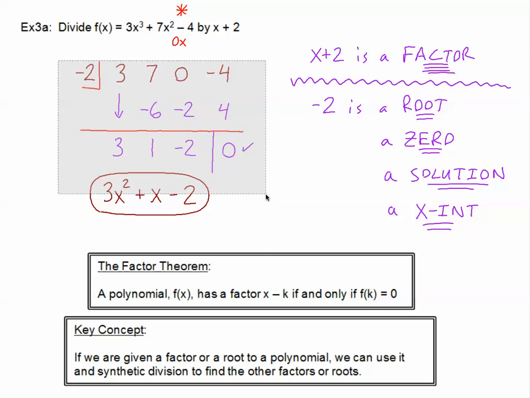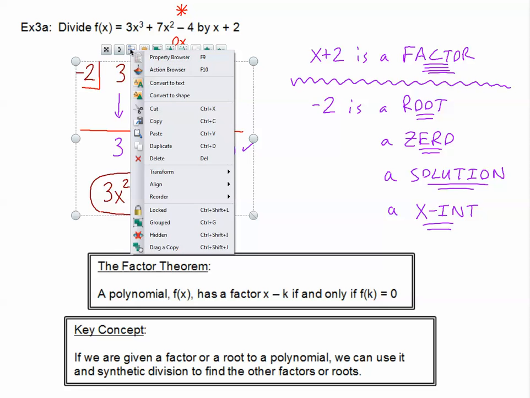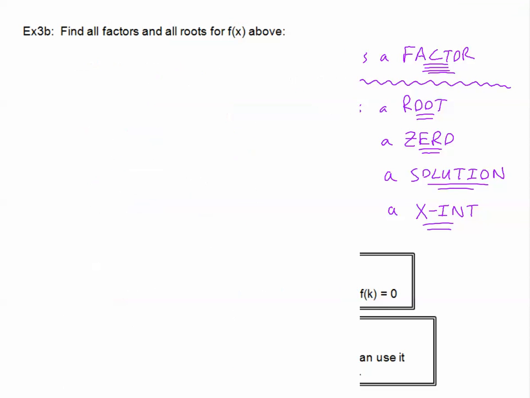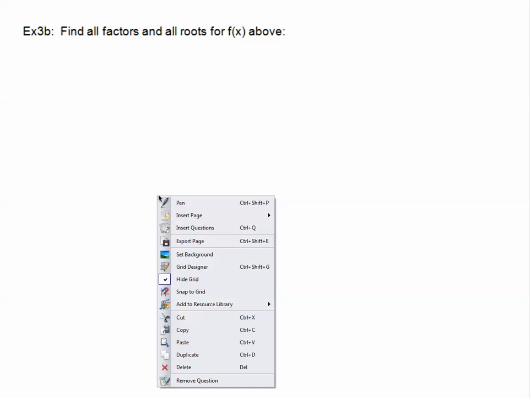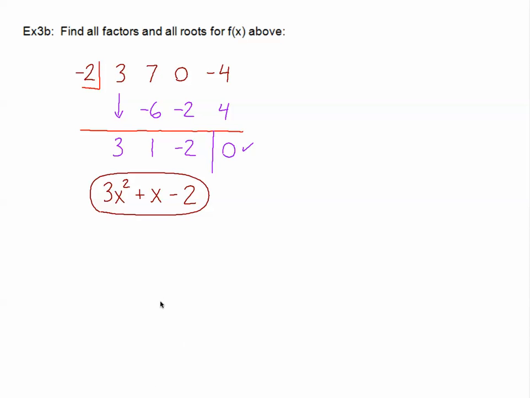I'm going to take all of this, copy that, and let's paste it into our final example. Well, it's the same example, but just part B. So here is our same thing. If you want to copy that down, that's great. Why don't you pause the video and do that?